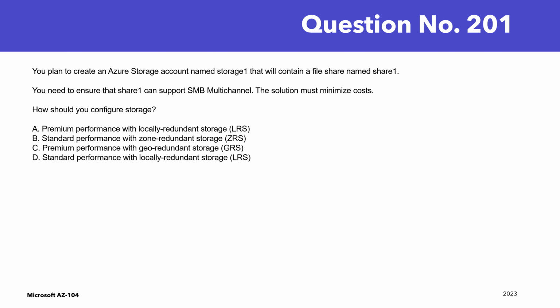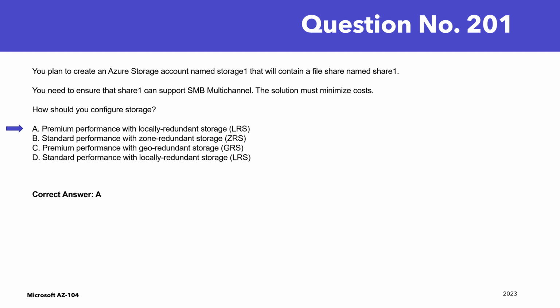You plan to create an Azure storage account named Storage1 that will contain a file share named Share1. You need to ensure that Share1 can support SMB multi-channel. The solution must minimize costs. How should you configure storage? A. Premium performance with locally redundant storage, LRS. B. Standard performance with zone redundant storage, ZRS. C. Premium performance with geo-redundant storage, GRS. D. Standard performance with locally redundant storage, LRS.